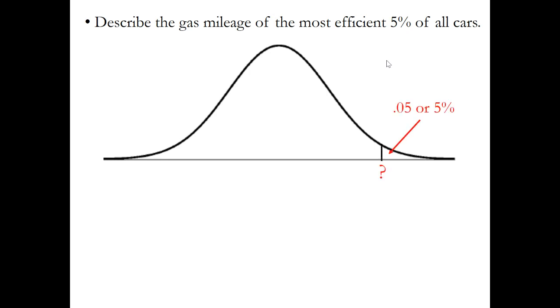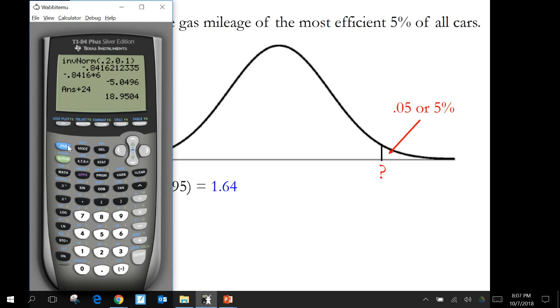Well, first thing is, it's the most efficient 5% of all cars. So it's at the top of my graph, 0.05. I'm going to inverse norm this, just as we did before. Second, vars, inverse norm. Now this time I want the top 0.05. If I do 0.05, remember the calculator always adds from the left going up. So it's going to tell me negative 1.64. But I know I want the top, so let's see what I get.